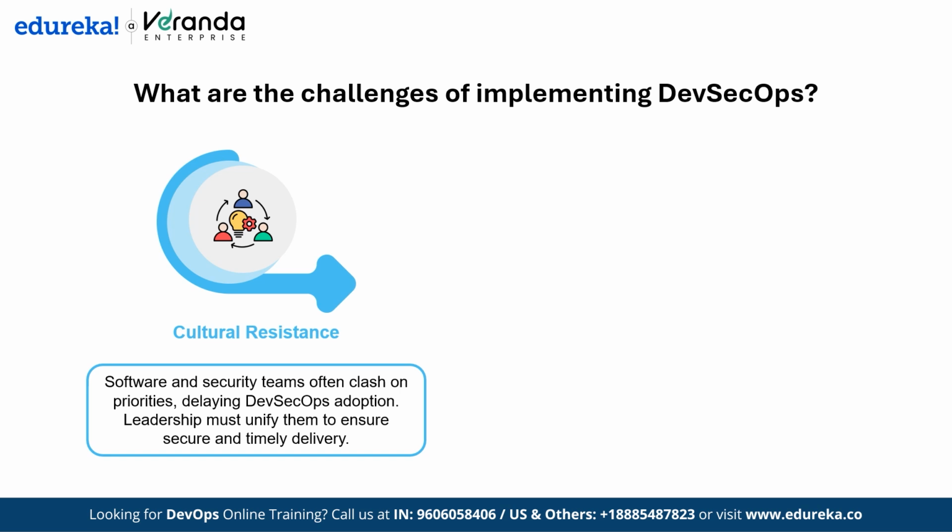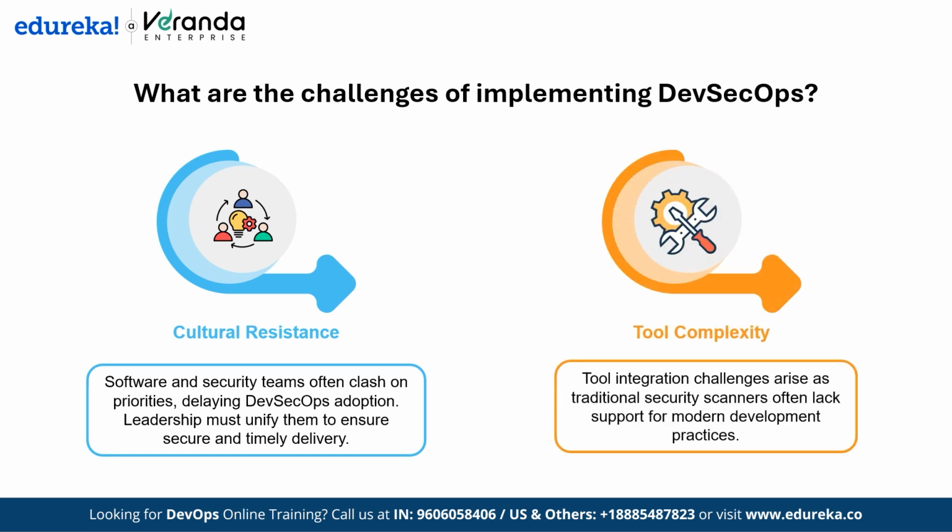Software teams focus on building, testing, and deploying applications. Meanwhile, security teams focus on keeping the application safe. Therefore, top leadership needs to get both teams on the same page about the importance of software security practices and timely delivery. Next is the complex tools integration.